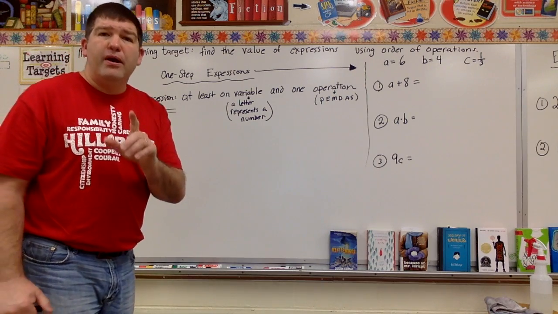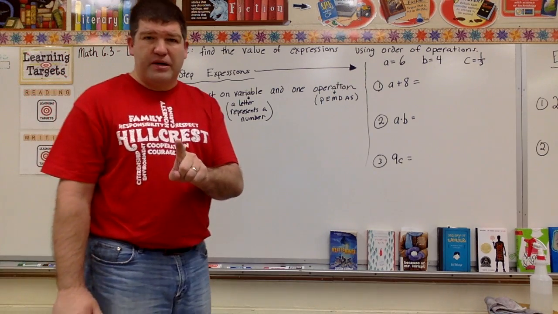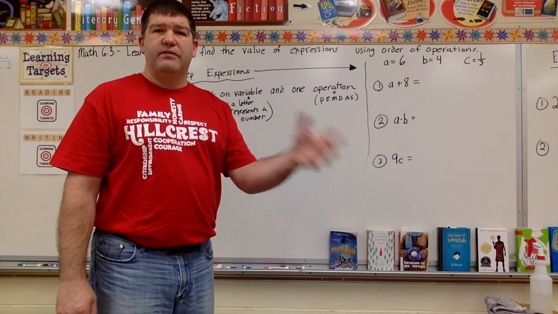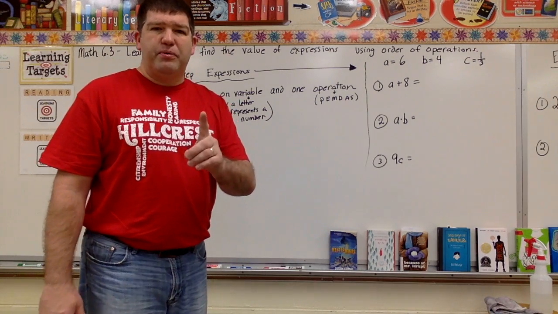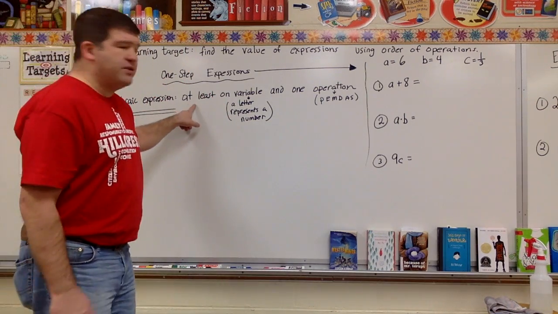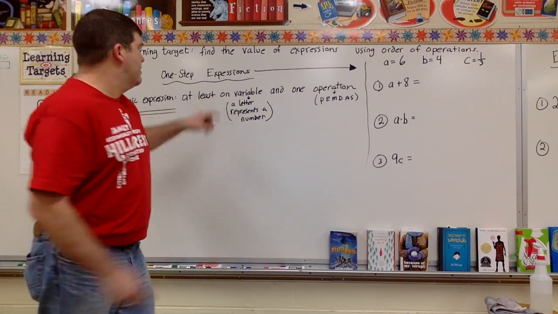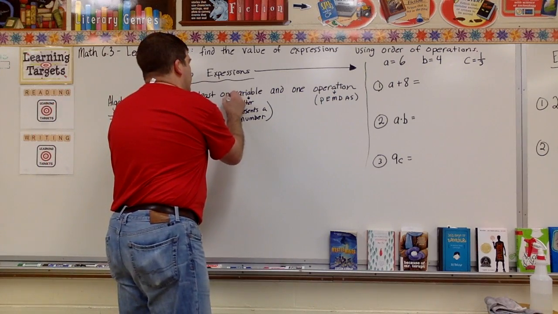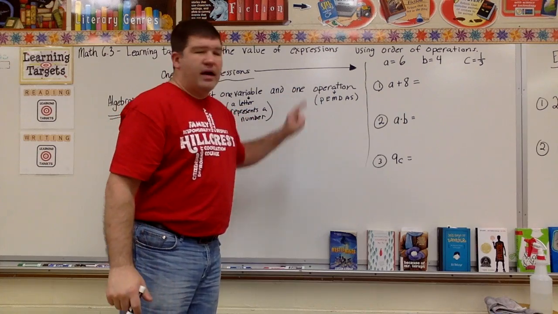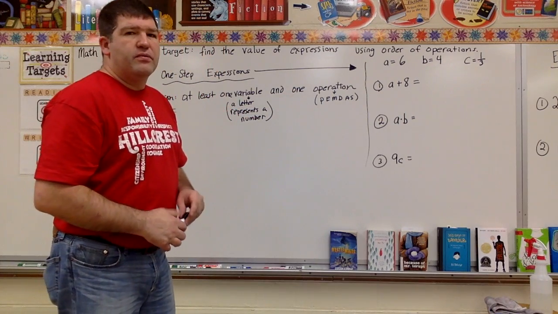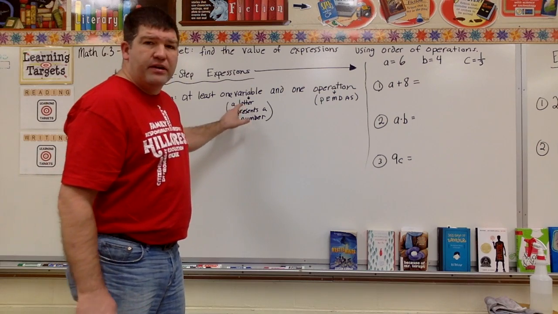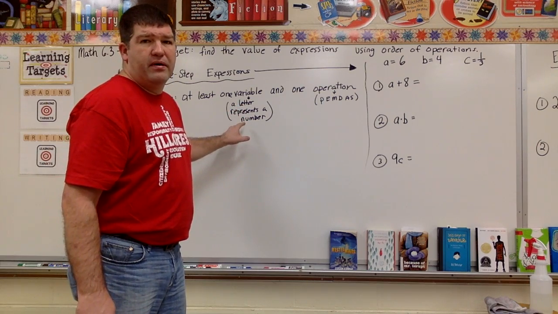We know that a numerical expression all has numbers. Use the order of operations, you find the value. Algebraic expression, here's the definition. An algebraic expression has at least one variable and one operation. So when we're thinking about this, a variable is a letter that represents a number.